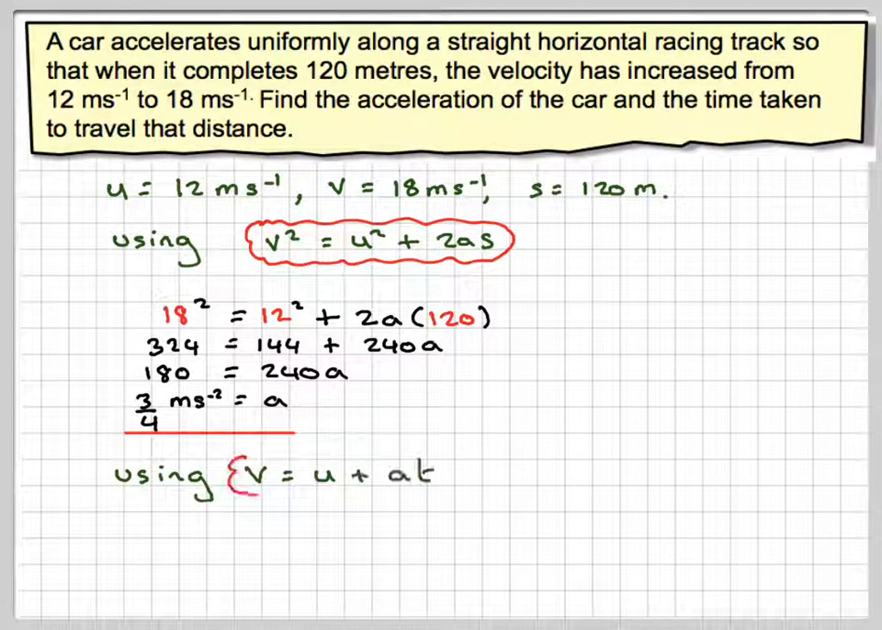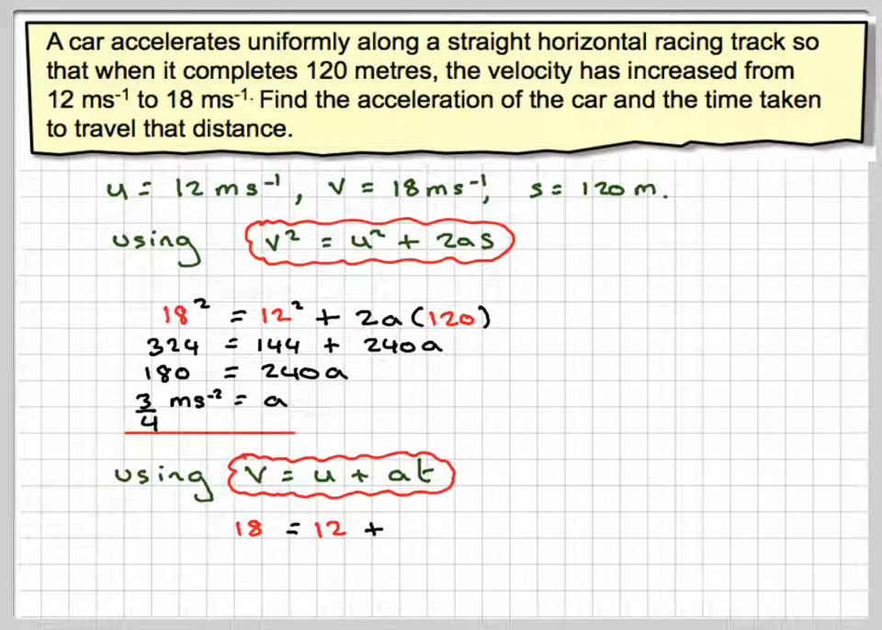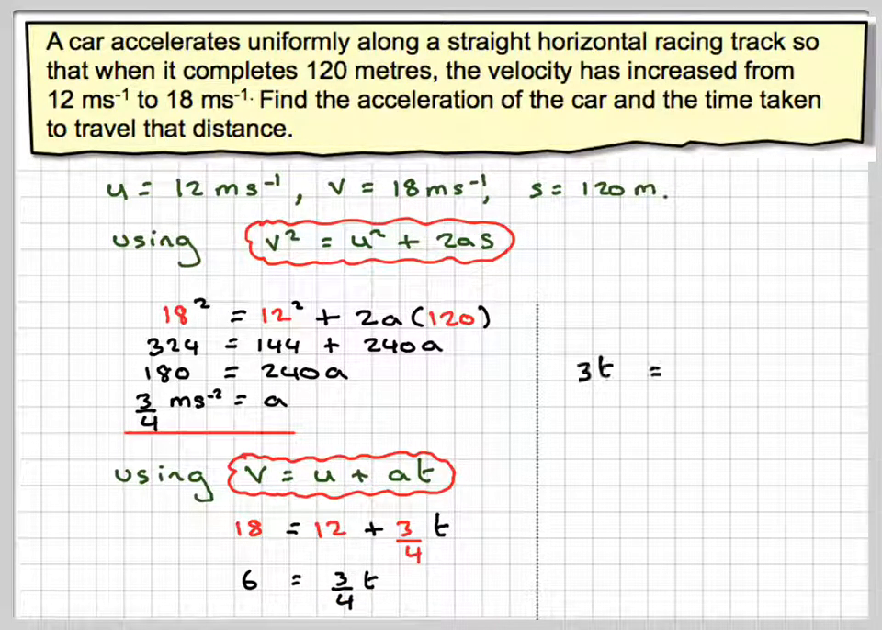So using V is equal to U plus AT, we have V equal to 18, U equal to 12, and A now equal to 3/4, times T. Now solving this for T, we're going to get that 6, taking 12 from both sides, is equal to 3/4 of T, and therefore 3T will be equal to 24, and T will be equal to 8 seconds.